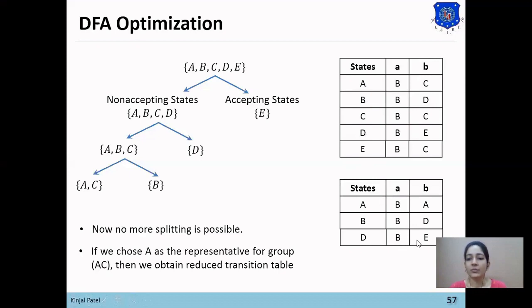So now we will mention D. D goes on to B and E, and we will check for E, which has the states B and A, so we will replace C with A. Now here you can see that we have minimized the DFA from 5 states to 4 states, and it performs the same task as the DFA does. So you can draw the minimized DFA from this transition table.